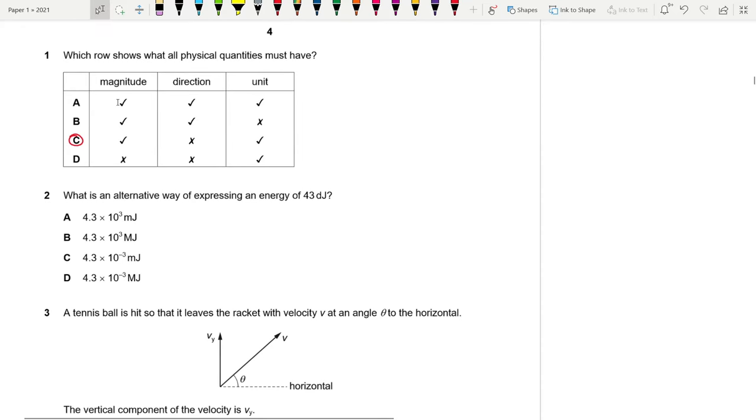What is an alternative way of expressing 43 decijoules? So what does deci mean? It's 1/10, okay? Deci is 1/10. So it can be written as 10^-1, okay? 43 into 10 power minus 1.